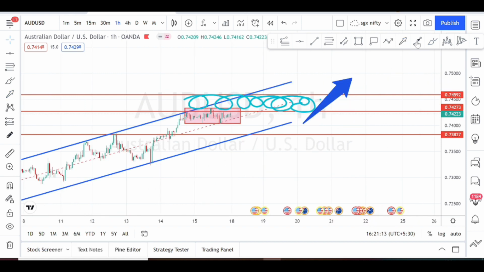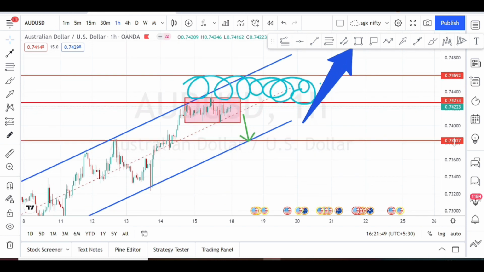We can expect it to retrace back. We can expect a retracement also. As long as it is within this channel pattern, the uptrend continues. If it breaks this channel pattern, the downtrend continues. We have to wait and see what the price action is for this currency pair.